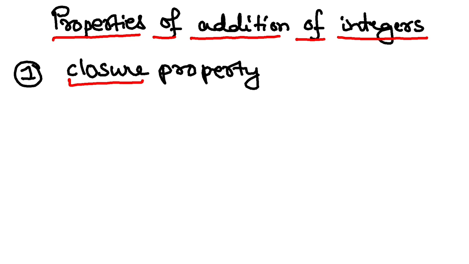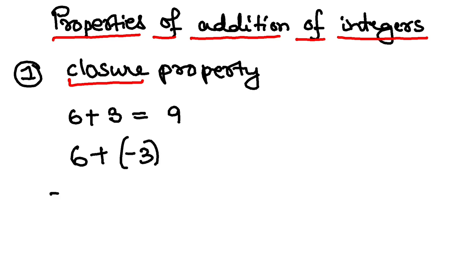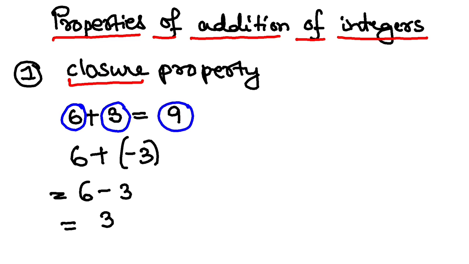Now how is it closed? If we add any two integers, let's say I am adding 6 plus 3, how much will I get? I'll get 9. Let's say I'm adding 6 plus minus 3, that means 6 minus 3. I'll get 3. The sum of this integer and this integer is again an integer. 9 is also an integer. Similarly, 6 is an integer, minus 3 is an integer, and their sum, 3, is also an integer.